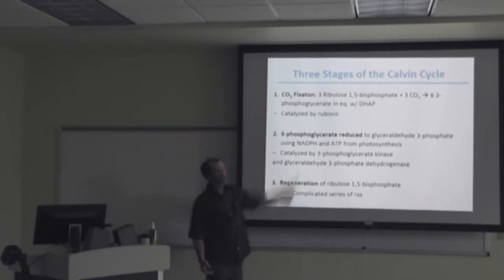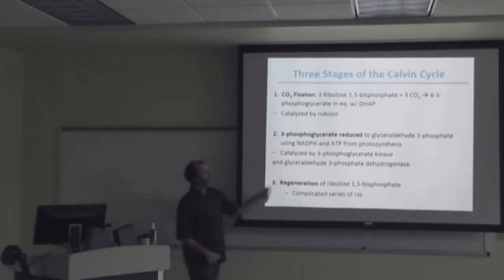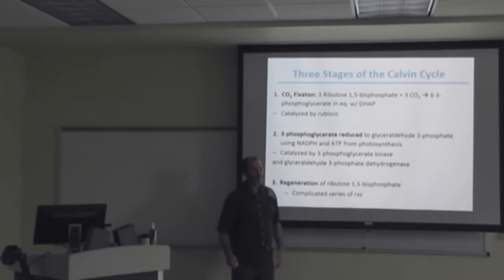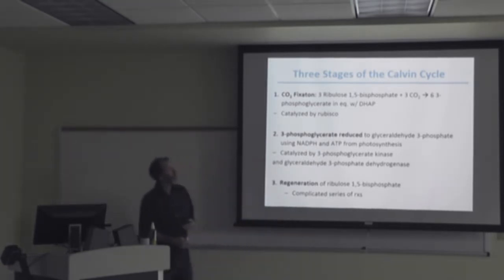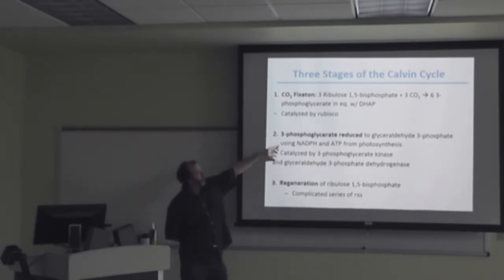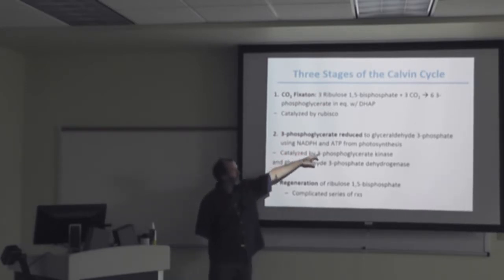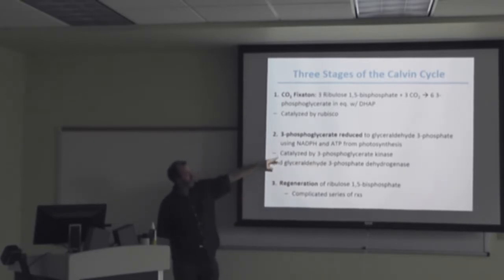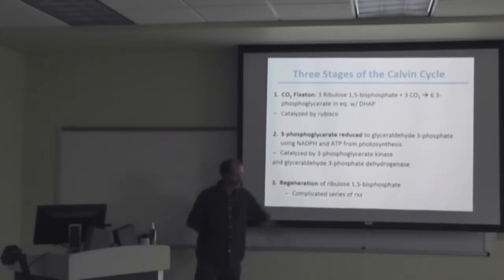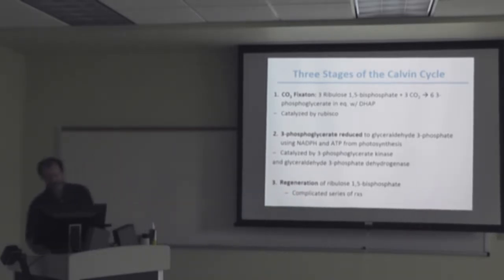And that's catalyzed by that enzyme I was telling you about, Rubisco. So Rubisco catalyzes the reaction where you fix carbon into ribulose 1,5-bisphosphate. Step 2, 3-phosphoglycerate is reduced to glyceraldehyde 3-phosphate using NADPH and ATP from photosynthesis, catalyzed by 3-phosphoglycerate kinase and glyceraldehyde 3-phosphate dehydrogenase. Regeneration of ribulose 1,5-bisphosphate completes the series of reactions.